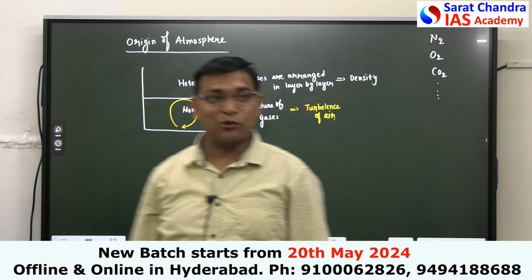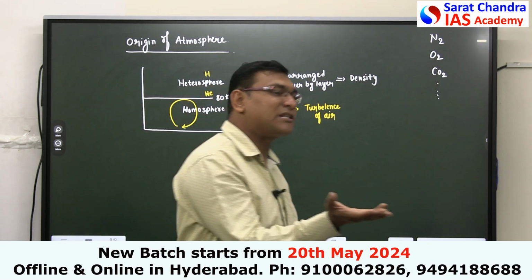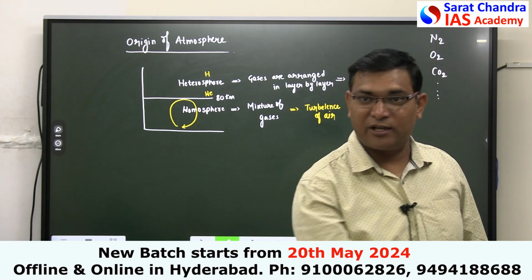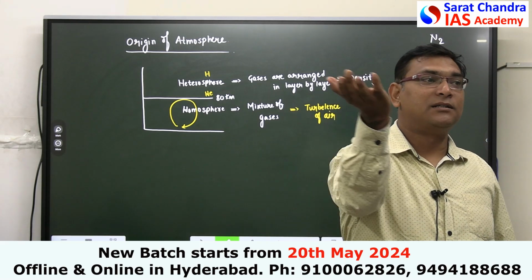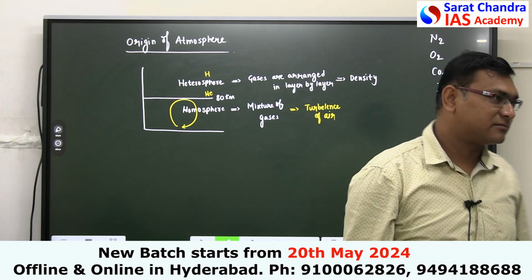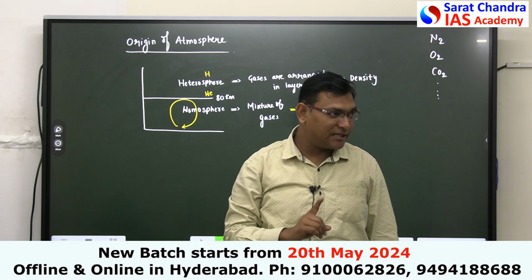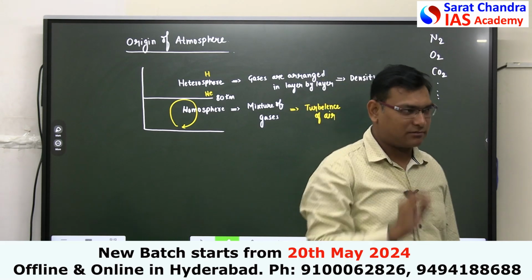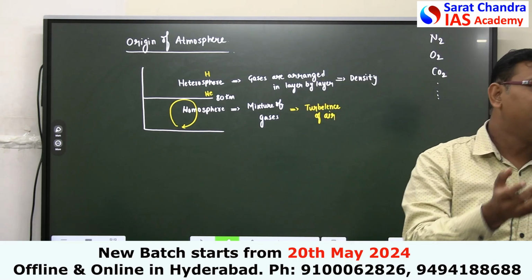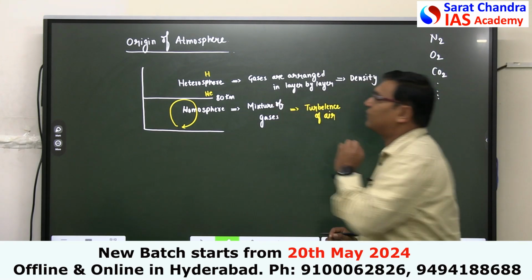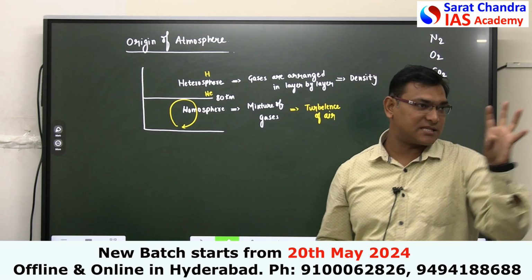Point clear? Yes or no? Some are reactive, some are very stable. Some gases are very stable when they are present in the lower atmosphere. As they go up, their reactive nature changes. Is it clear? So that's why we will see which gases are reactive and which are not reactive. Okay, done. So one is the turbulence of the air, that is a mixture of gases.